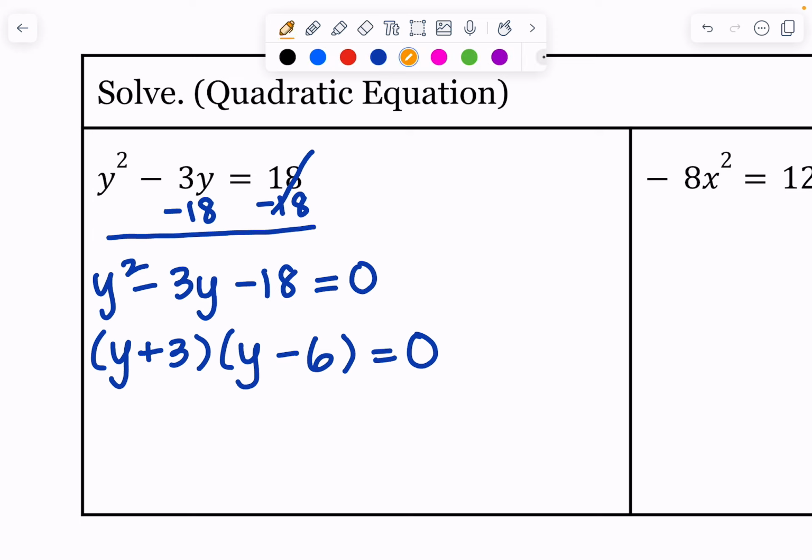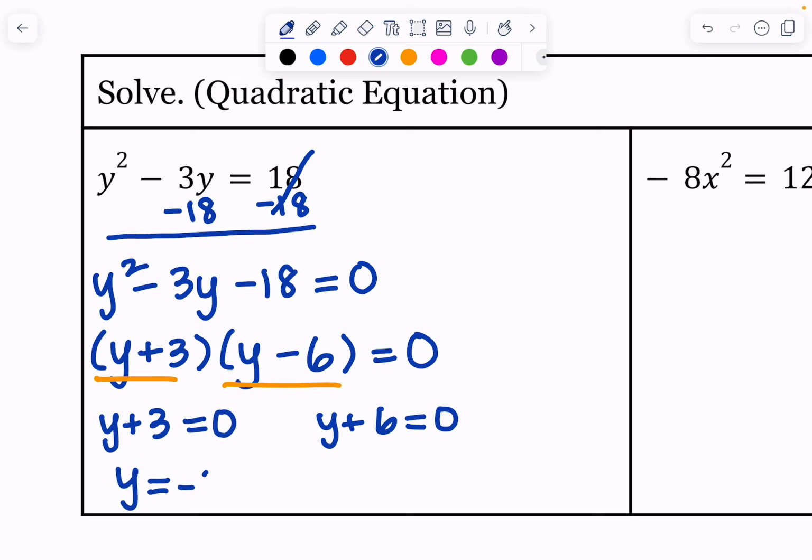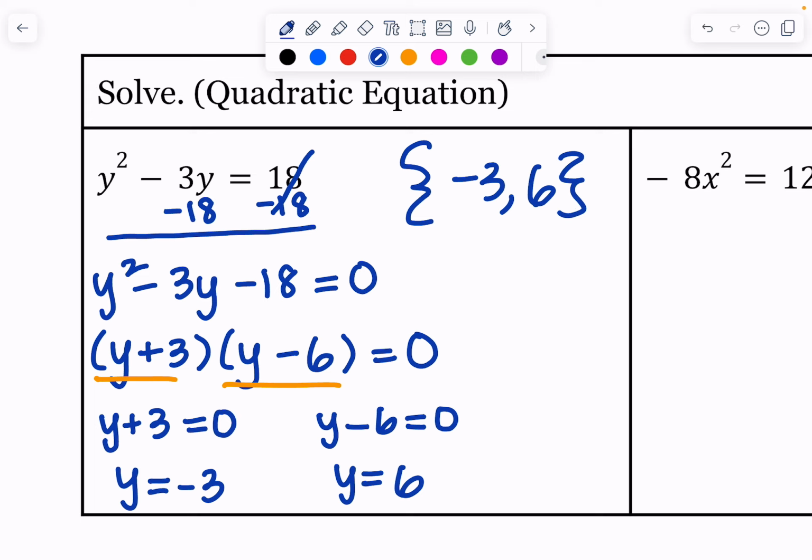So by the zero product property, we have two things that multiply to equal 0. So we're going to have y plus 3 equals 0, or y minus 6 equals 0. When we solve these, we get y equals negative 3 as one solution. Oops, I wrote that wrong, sorry. And y equals 6 as our other solution. So the solution set for this would be negative 3 or 6. Both of these would make the equation true.